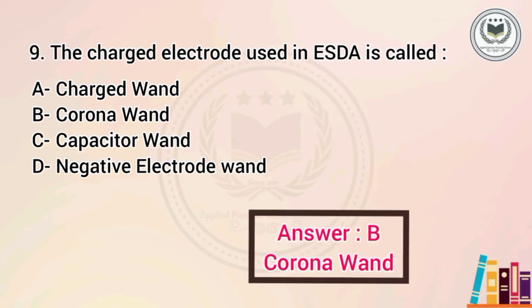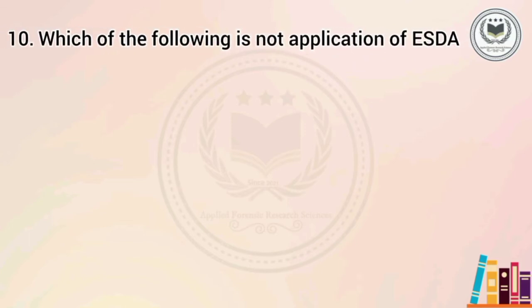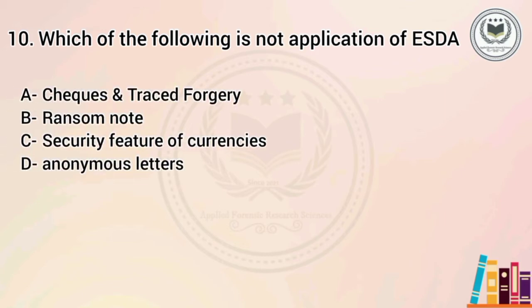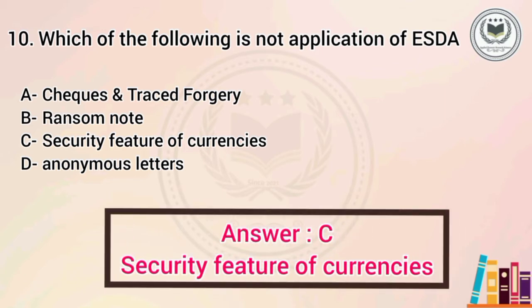Now the next question is question number 10. Which of the following is not an application of ESDA? Option A checks and traced forgery, Option B ransom note, Option C security feature of currencies, Option D anonymous letters. The correct answer is Option C, security feature of currencies.